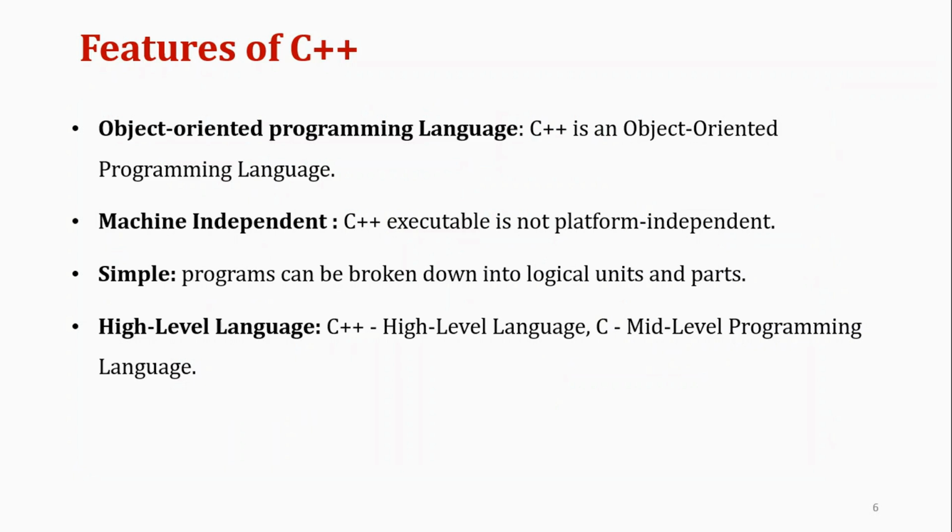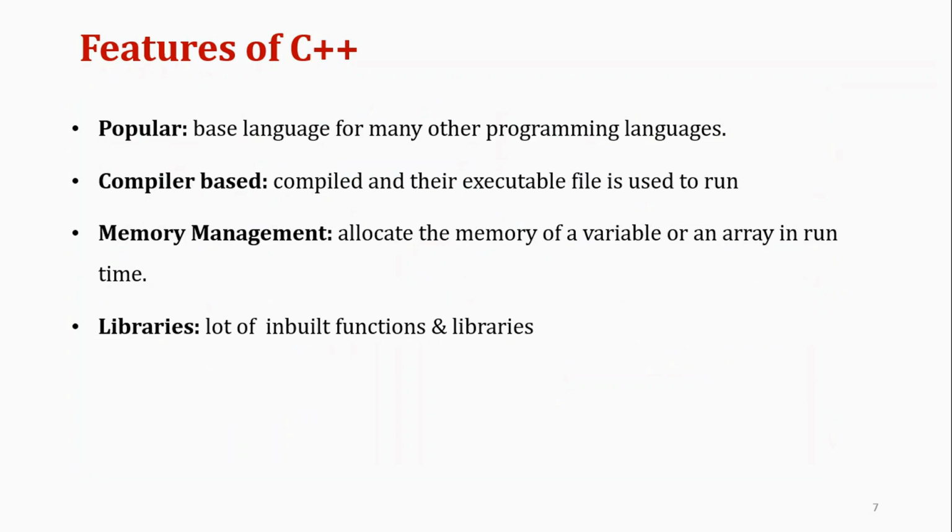So C is a mid level language, and C++ is a high level language. So it is very popular because it is the base for many programming languages. Already told you it is compiler based, so an executable file is used to run on the machine. So compiled and then executable, and memory management. So it allocates memory for a variable or any array at run time. So dynamic memory allocation is supported, and libraries.